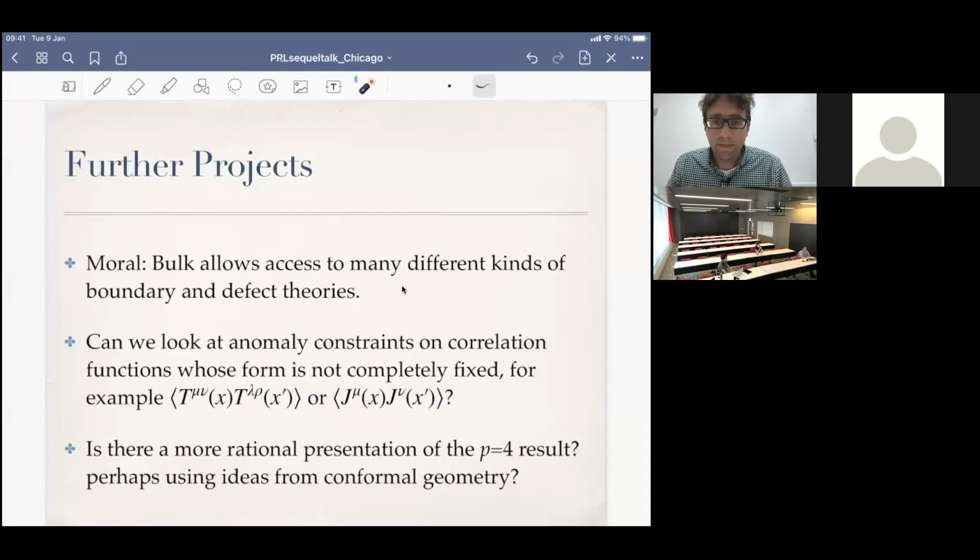So I'd like to ask a question. Sometimes with these anomaly actions, one can get some additional insight by looking at the special case where the conformal symmetry is spontaneously broken and rewriting it in terms of a dilaton, because then it will become a local action for the dilaton.